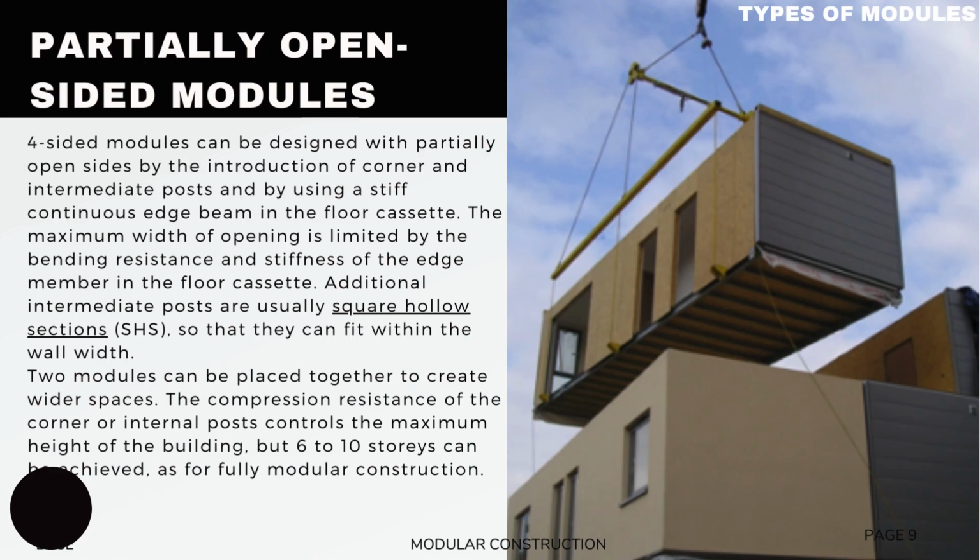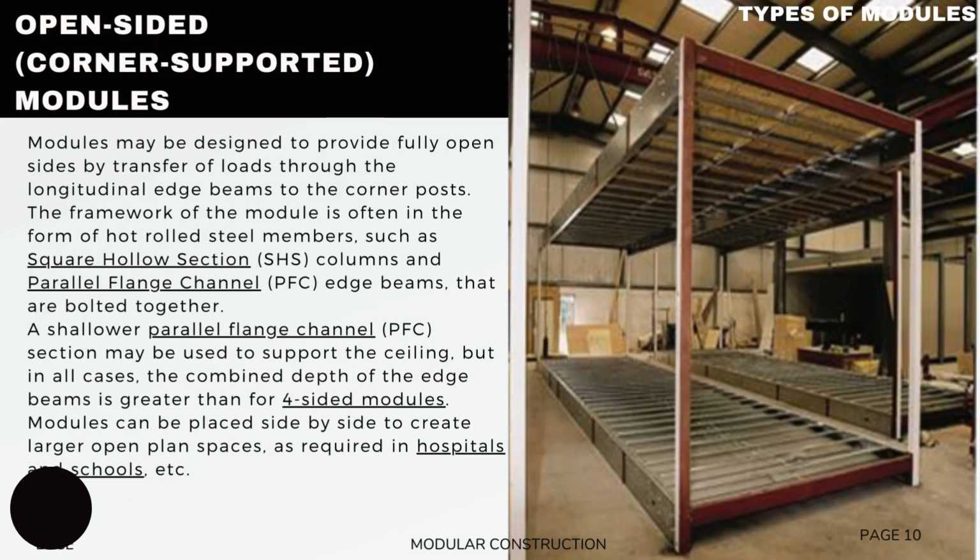Also, we have the partially open-sided modules, which can be designed with partially open sides by the introduction of corner and intermediate posts and by using a stiff continuous edge beam in the floor cassette. Additional intermediate posts are usually square hollow section so that they can fit within the wall width. Two modules can be placed together to create a wider space. The compression resistance of the corner or internal post controls the maximum height of the building. 6 to 10 stories can be achieved as for fully modular construction.